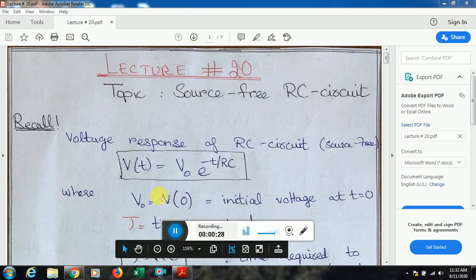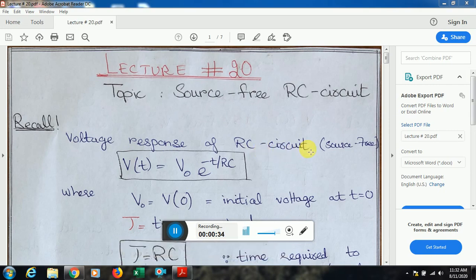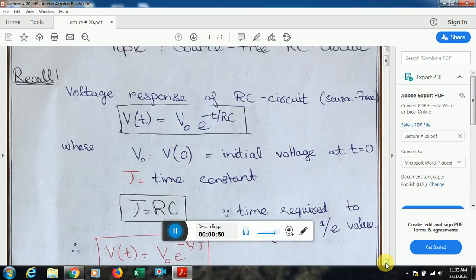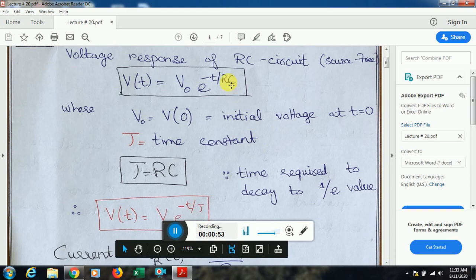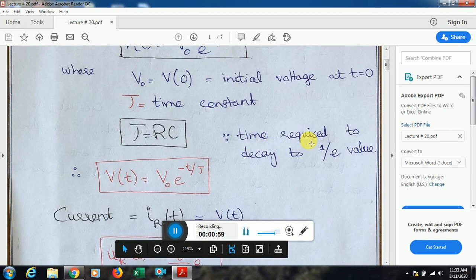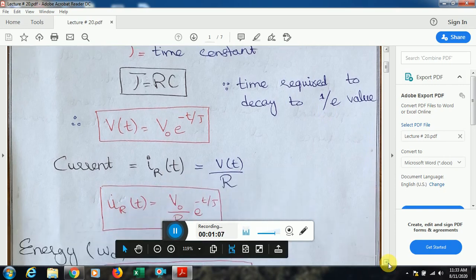In the previous lecture, we found that the voltage response of an RC circuit when there is no external excitation or source is V of t equal to V naught times e raised to the power minus t by RC. RC is the time constant, represented by tau. V naught is the initial voltage stored in the capacitor at time t equal to 0. We can replace RC by the time constant tau, and the time constant is the time required for the voltage to decay to the value of 1 over e, or 0.368, of the initial value V naught.